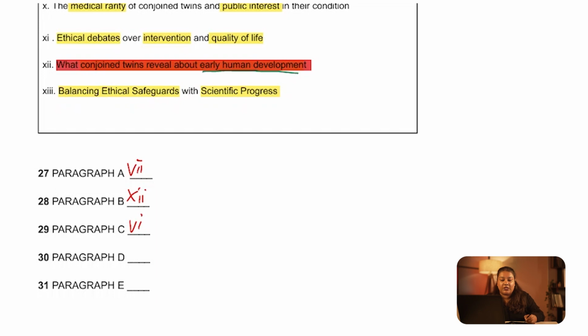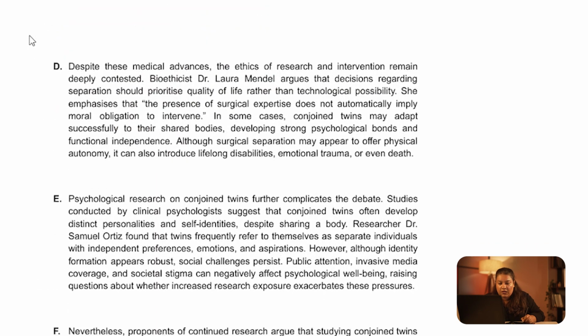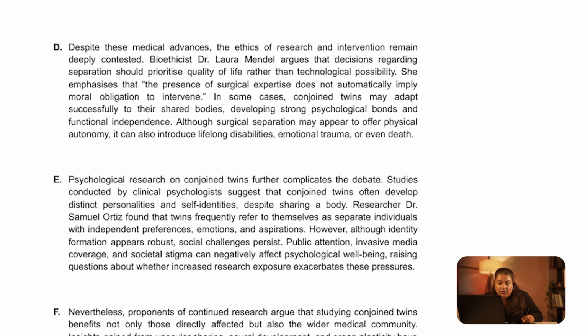Let's move to question number 30, paragraph D. Let's start with the first sentence. Let's do a bit of skimming. We'll also do a bit of detailed reading. Medical advances, ethics of research and intervention remain deeply contested. Contested again, nothing but controversial, or let's say debate. So that is the synonym here.